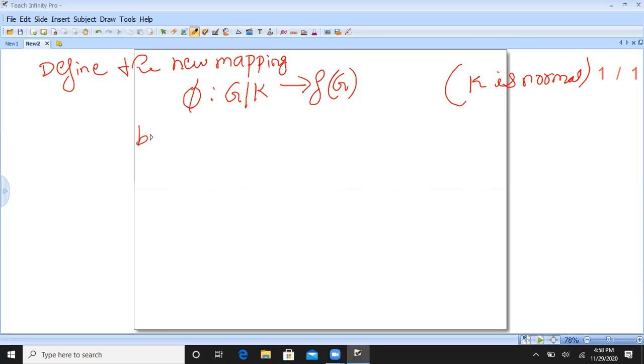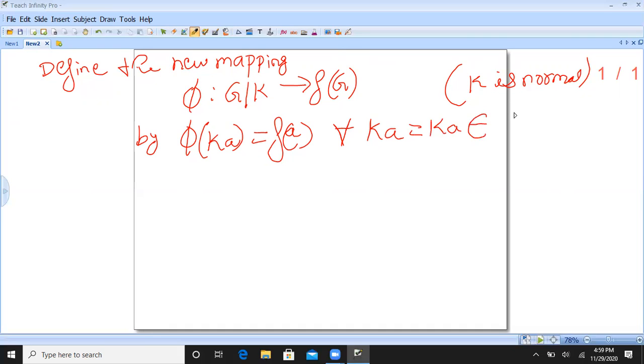Next, phi of Ka is equal to f(a) for all Ka belonging to G/K, that is, for all a belonging to G. This is equation number 1.